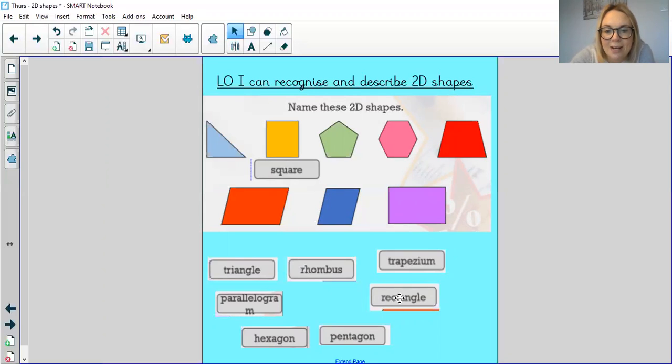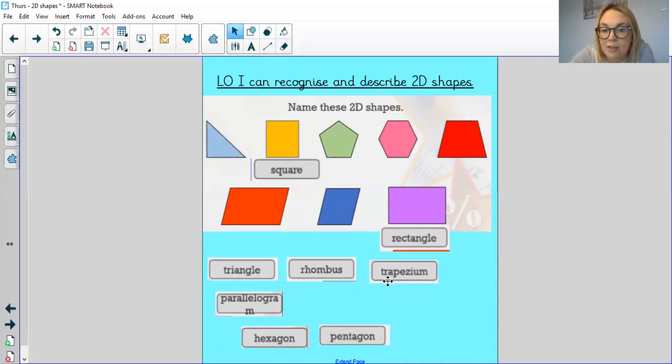And now I'm going to move on to the rectangle. Again, a square and a rectangle are examples of quadrilaterals. They've both got 4 sides, haven't they? But a rectangle, it's got 4 right angles, but it's got 2 longer sides and 2 shorter sides.